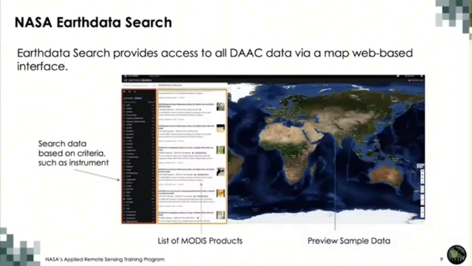NASA also provides a web-based interface to access all DAAC data. MODIS is one of those data products you can access through Earthdata Search. Here I showed one example. You can use Earthdata Search to filter by instrument, like selecting MODIS. You can view the list of MODIS products that show up in the second panel, and you can also preview certain MODIS data products on the map.